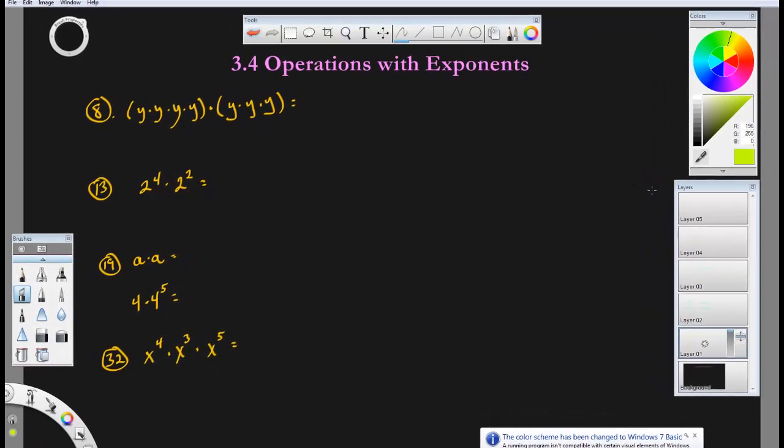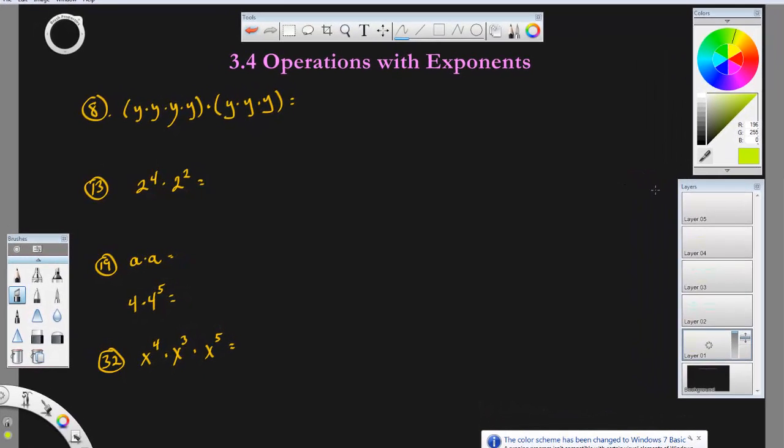Hi everybody, here we are at 3-4 doing some operations with exponents. Let's remember a couple of concepts. If you remember when we had feet times feet and we multiplied that together, we got square feet. So this rule demonstrates that if you're multiplying a unit times the same unit, you're going to get that unit to the second power.